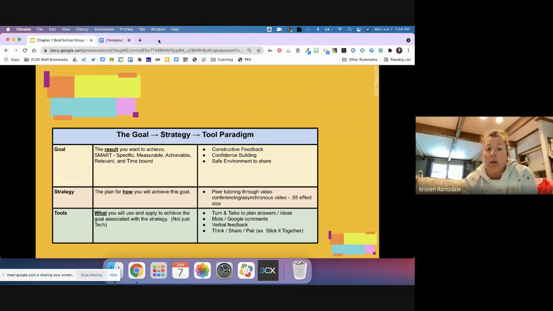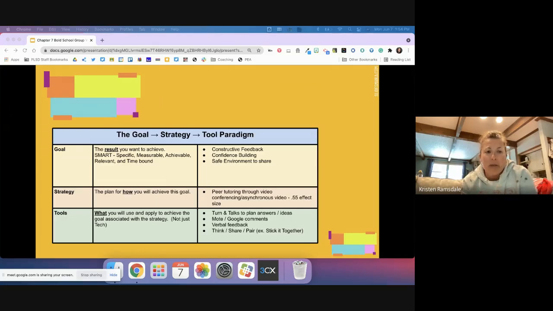For our goal, when I do my peer tutoring, I don't call it peer tutoring. I call it a trusted friend. In my class, I'm like, go find a trusted friend. It doesn't have to be the same person, but just somebody that you can receive feedback from. We know that kids need to learn to receive that constructive feedback and have that confidence boost, and that safe environment to share. For our strategy, we said the peer tutoring through video conferencing and asynchronous video, you can do that in person and you can do it online, which is nice.